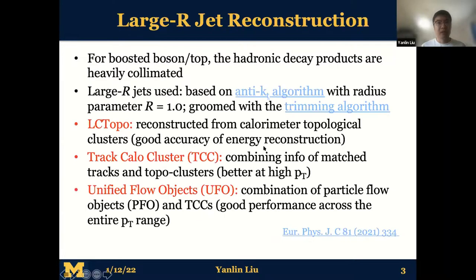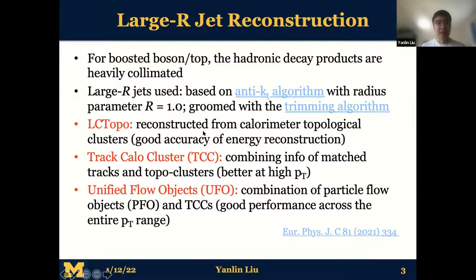First, the large-R jet reconstruction. As we know, for boosted bosons and top quarks, the hadronic decay products are heavily collimated. Therefore, the large-R jet is adopted. It's based on the anti-kT algorithm with radius parameter R equals 1.0. It's also groomed with the trimming algorithm, mitigating the contamination from soft radiation.